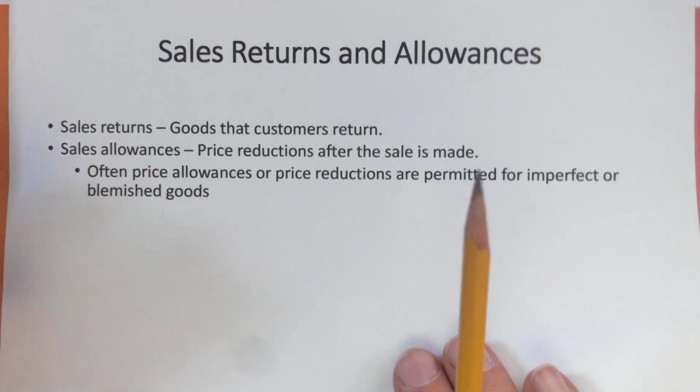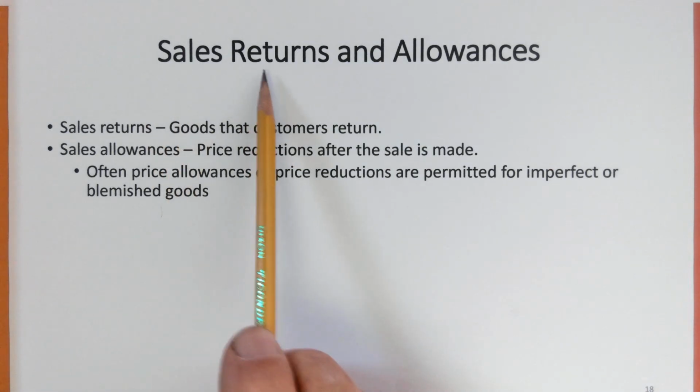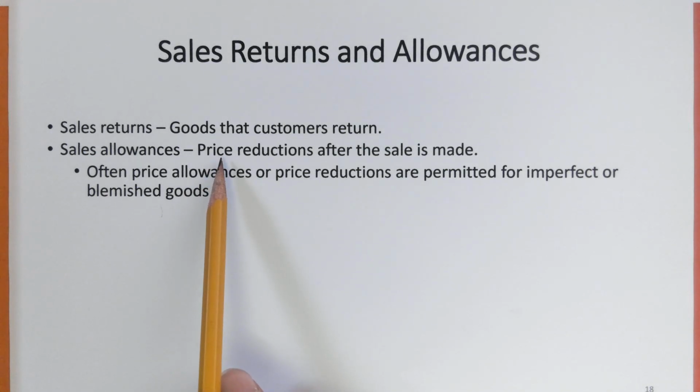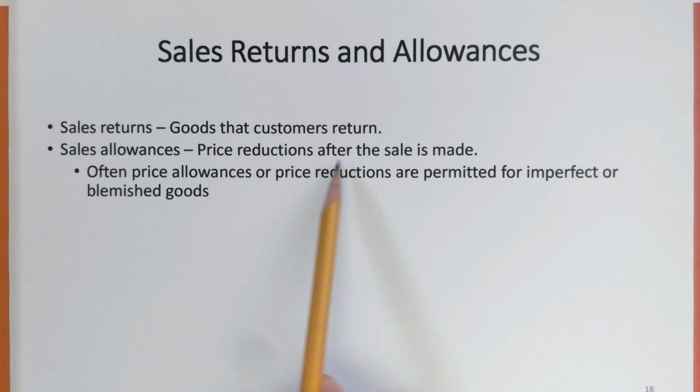Now let's first talk briefly about sales returns and allowances. With sales returns and allowances, it has two parts, sales returns and of course sales allowances. Sometimes sales returns and allowances are put into the same account, but they're really kind of two different things. Sales returns would be when the customer returns the goods that they have purchased. And a sales allowance is where the customer keeps the goods, but the seller offers a price reduction after the sale is made.